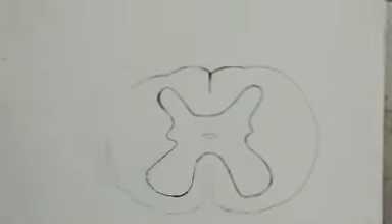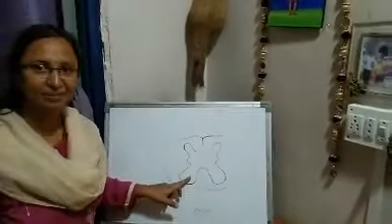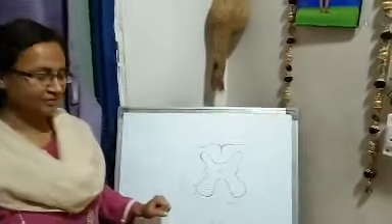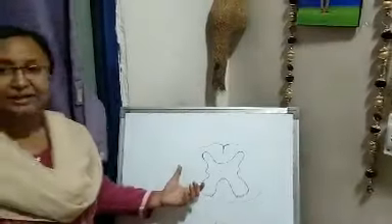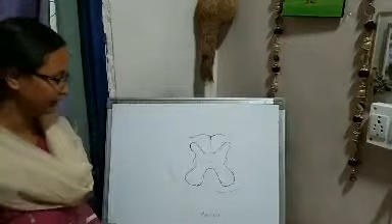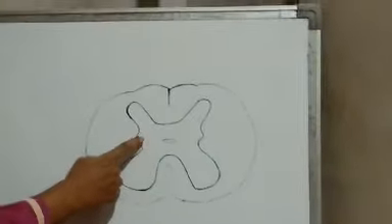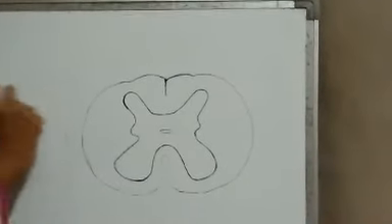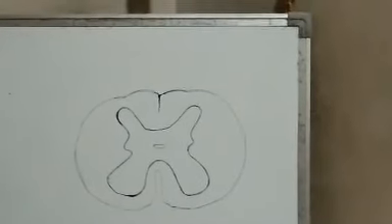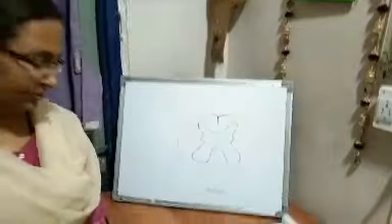Now nuclei within the spinal cord are always located in grey matter because grey matter is formed by cell bodies and cell bodies contain nuclei. So nuclei are always present within the grey matter. In grey matter, this is anterior grey horn, this is intermediate area and lateral horn, and this is posterior grey horn. Now we will see the nuclei within the anterior grey horn.